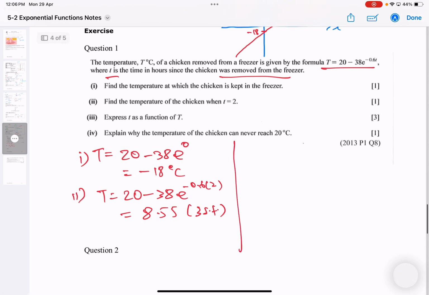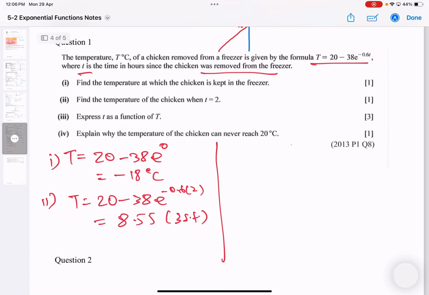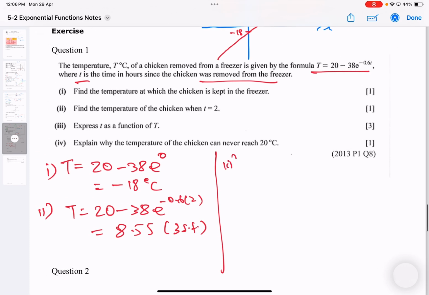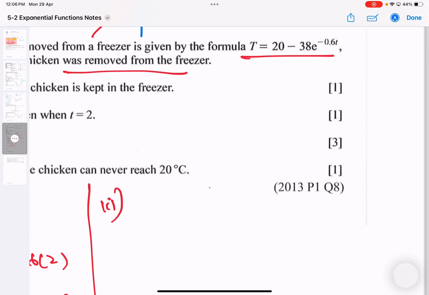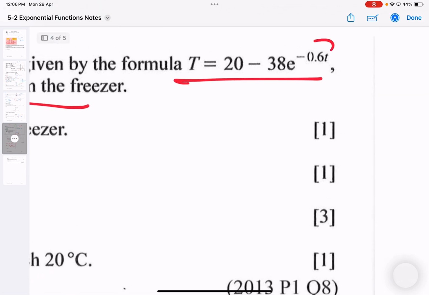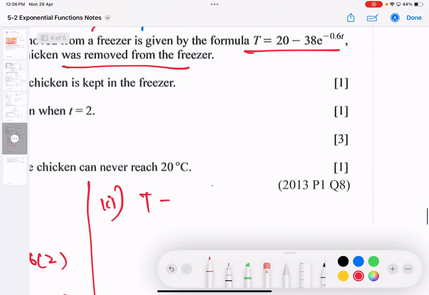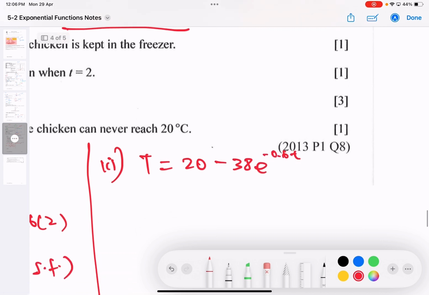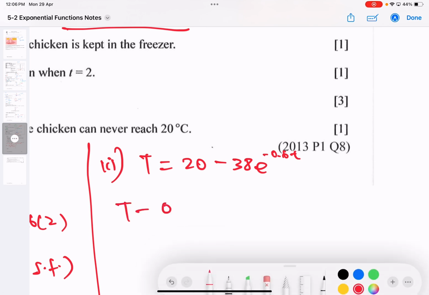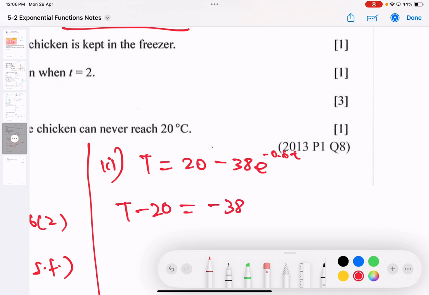Next one. Express lowercase t as a function of uppercase T. So how can we do this? The way that we're going to do this is we want to make t the subject of the formula. So I have T is 20 minus 38e^(-0.6t). I will bring everything over to the other side that doesn't involve my t. So I'm going to get T minus 20 is equal to negative 38e^(-0.6t).